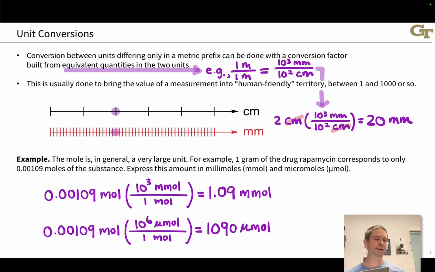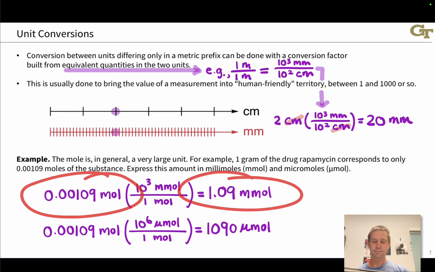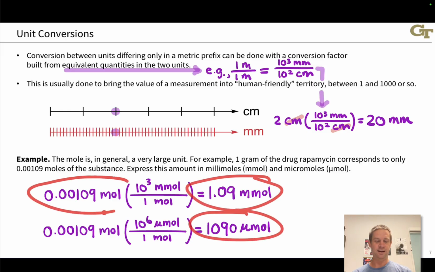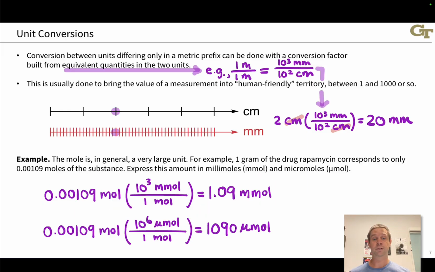Now, before I leave this slide, a point I want to make is all 3 of these measurements are equivalent to the same measurement, really, right? They all express the same fundamental measurement, 0.00109 moles. It's just the size of the increment on our number line is different in each case. And so the values vary and the metric prefixes vary. But these are really all representations, equivalent on some level, of the same measurement of the same phenomenon in the same system.